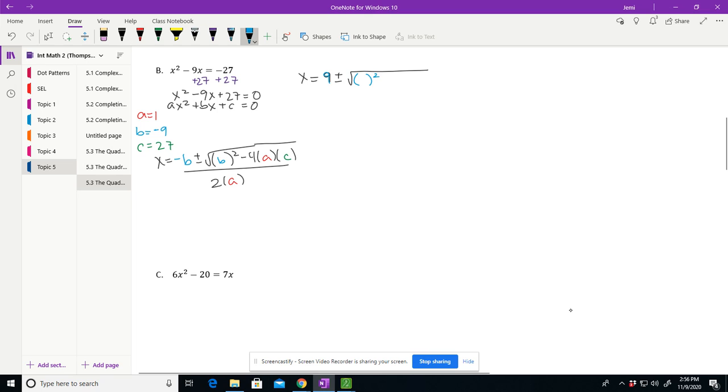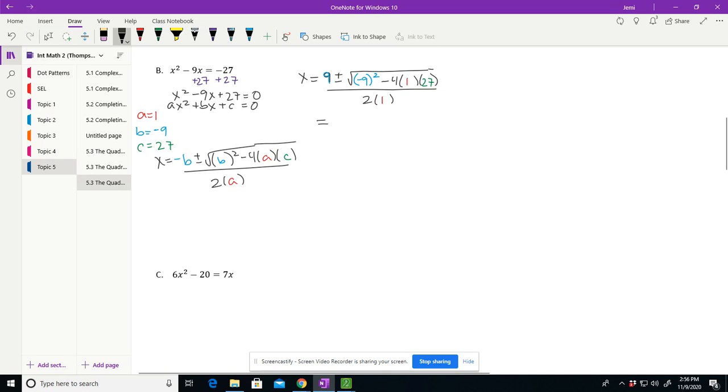And then when I plug in b to square it, I plug in negative 9. A is 1. C is 27. All divided by 2 times a, which is 1. Okay. Now I'm going to encourage you to pause again.